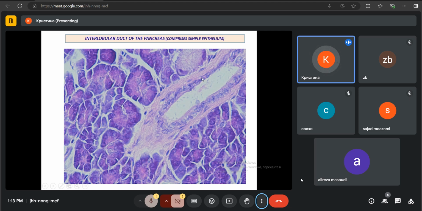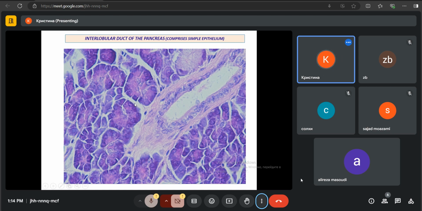It comprises simple epithelium. Also here you see the acinus with acinar cells. Their nuclei are seen here, and centroacinar cells. Their nuclei are located just in the center, in the lumen of this acinus. These flattened nuclei are not myoepithelial cells, they are cells of connective tissue which surrounds acini.